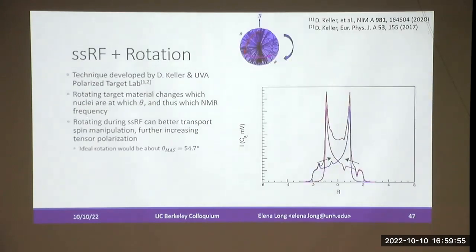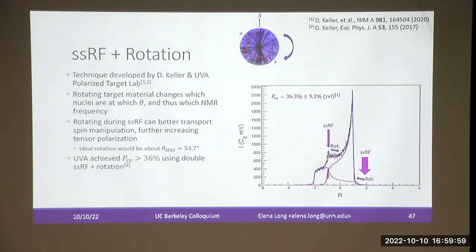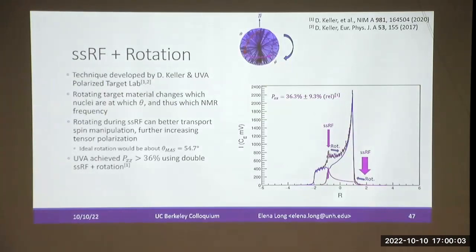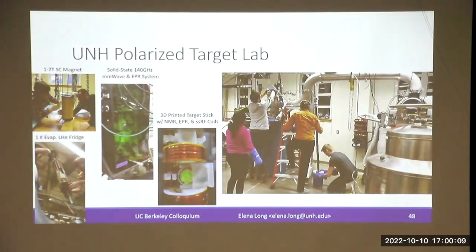In addition, we can then rotate it to drive this polarization throughout the rest of the nuclei to get even higher tensor polarizations. So this technique was developed, like I said, at the University of Virginia. I'm from the University of New Hampshire. Our group actually started from work that was done at the University of Virginia. One of our early target group PIs worked with the Virginia group before coming to New Hampshire, starting our new polarized target effort.